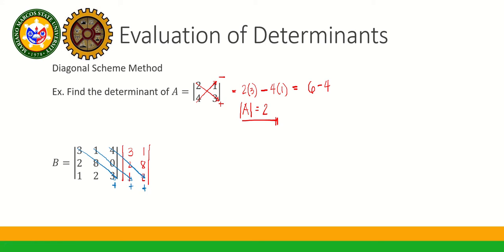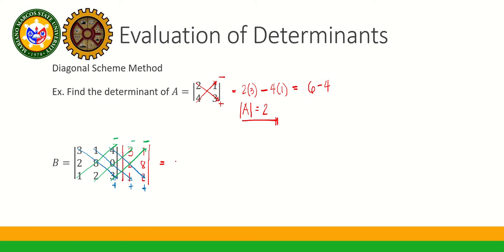Pag pataas naman, ito, magsisimula ka dito. Yan. 1, 2, and then 3. And our sign will be negative. Okay? Okay, so let's do the computation. So, i-multiply lang natin each element na nadaanan ng diagonal. So, unahin natin si positive.